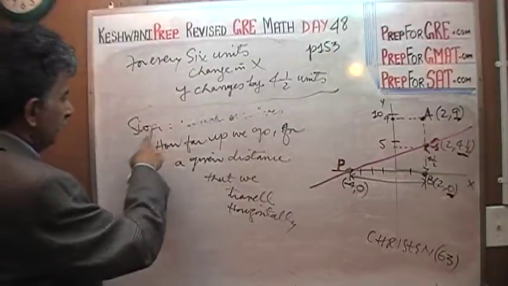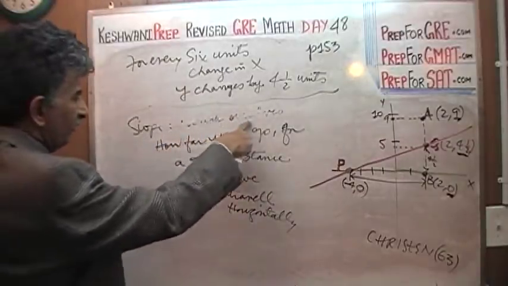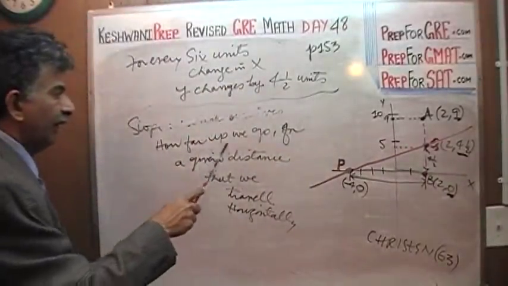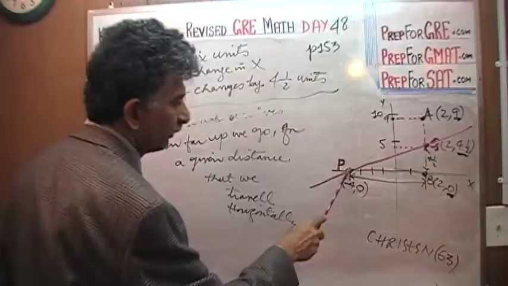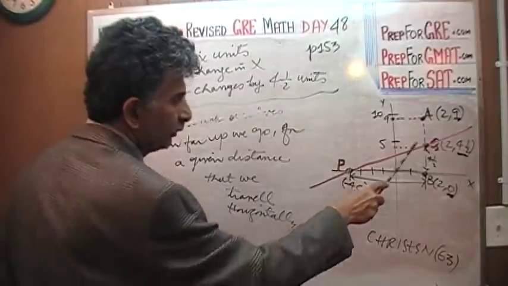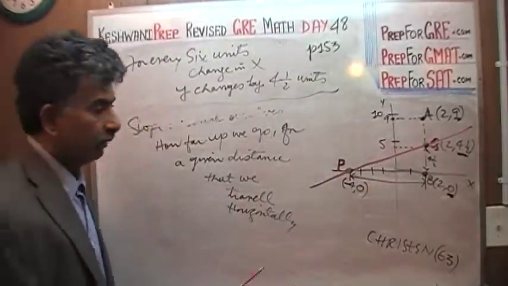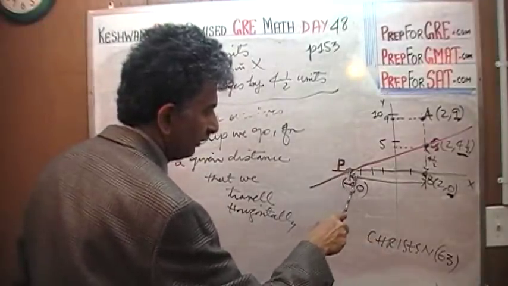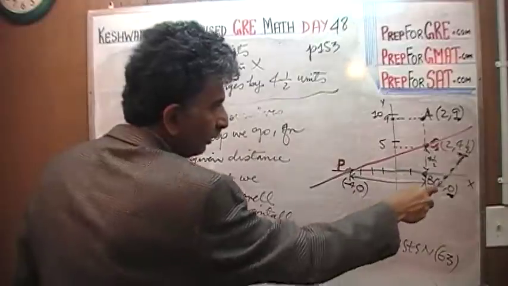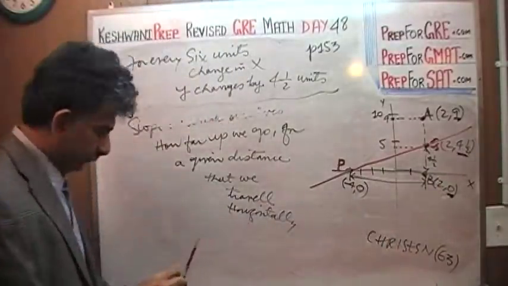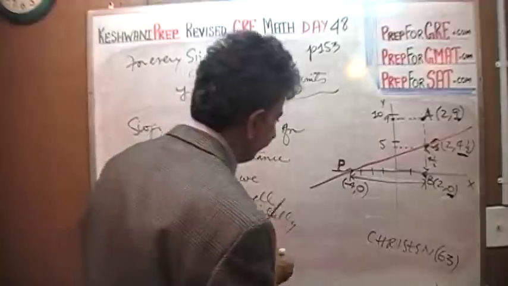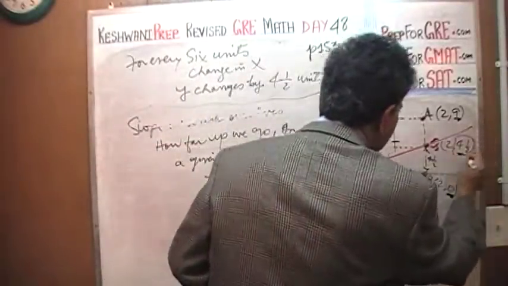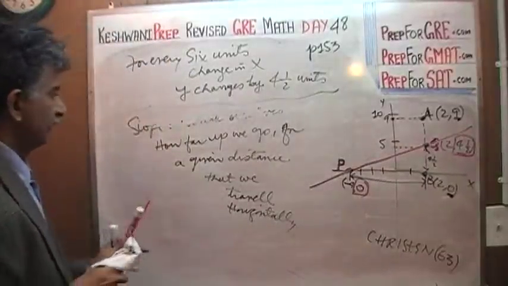When we're trying to figure out the slope, what is the question that we ask ourselves? We ask ourselves, how far up do we go? How far up are we going from moving from P to Q? Well, P is along the x-axis, and we went from a y-coordinate of 0 to 4.5. From 0 to 4.5. So that's the question we ask ourselves.